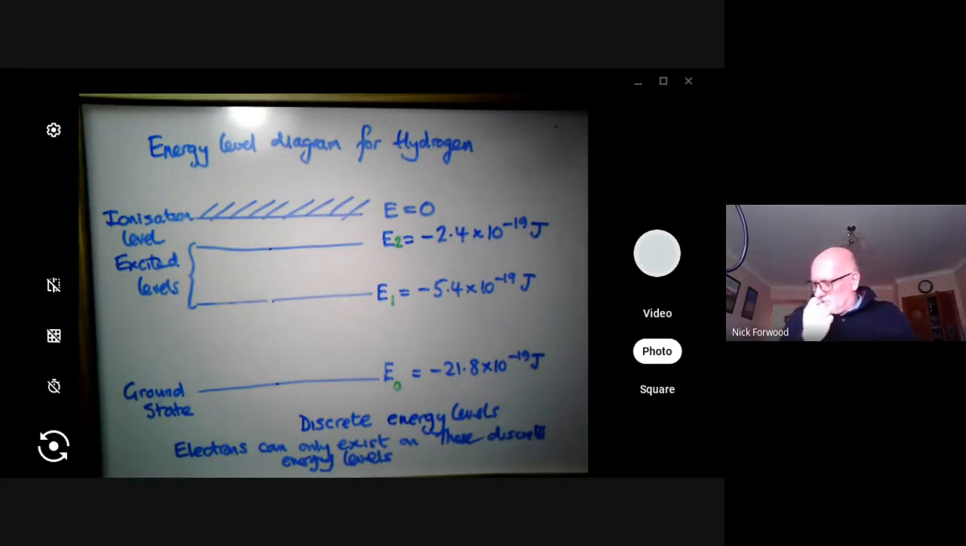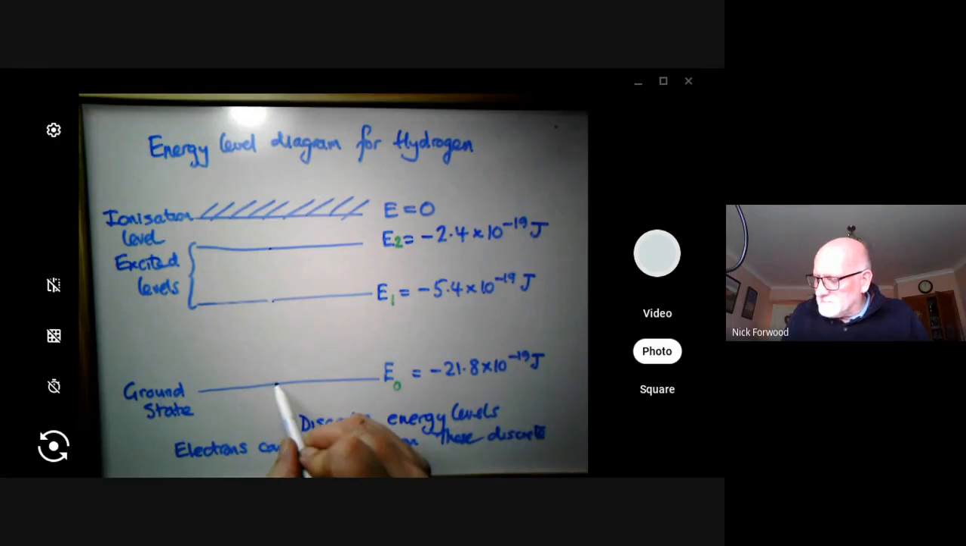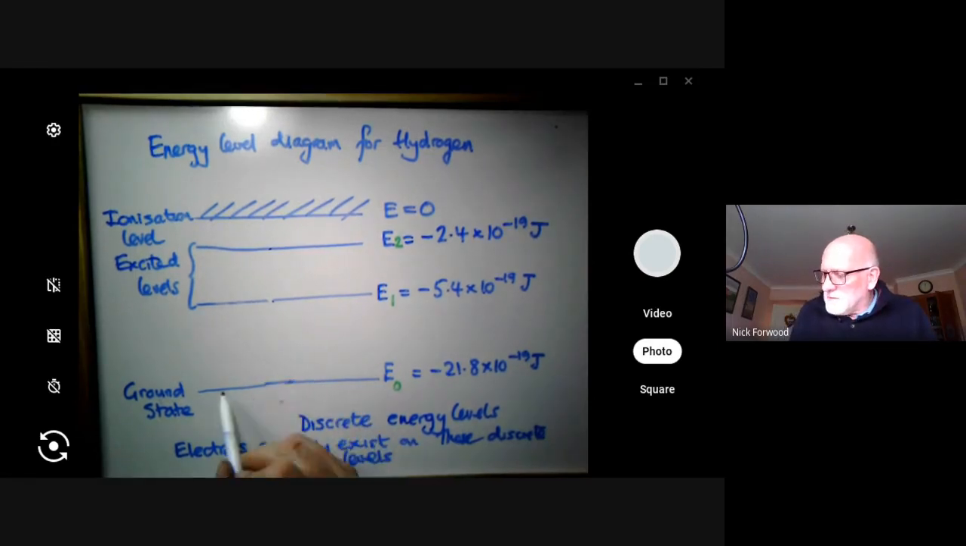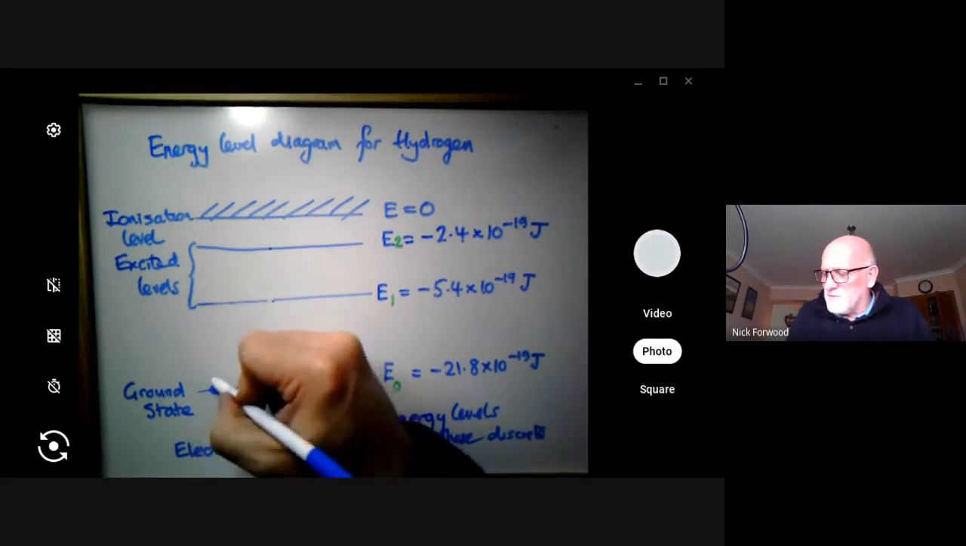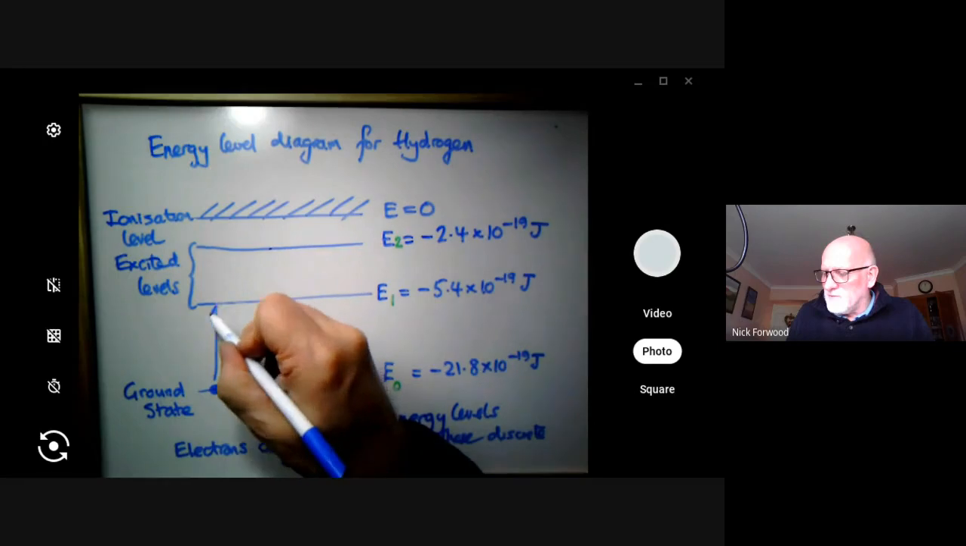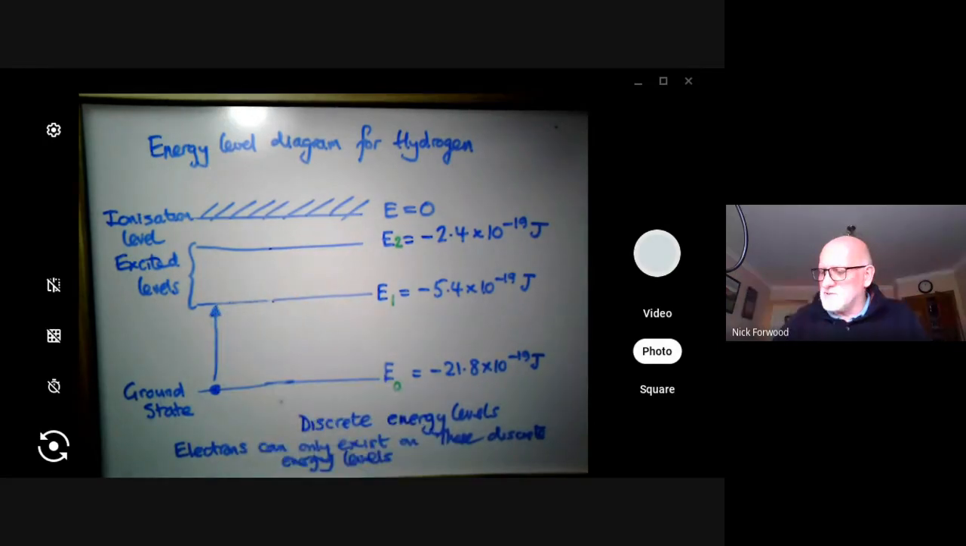Now, how could you get from the ground state, what's called energy level, this is its floor number, if you like, how could you get an electron to go from there to there? Because it can only go from there. In fact, I'm going to put this over here. I can only get the electron to go from there up to there if it absorbs some amount of energy.